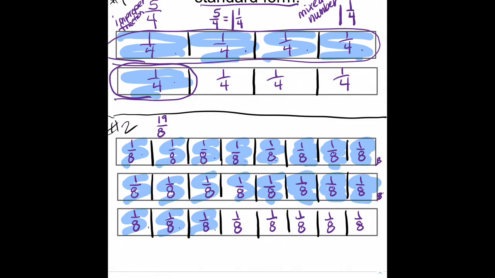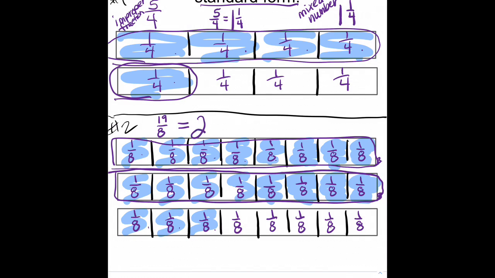Okay, so because I've already looked at this, I know I have two whole fraction bars. So I'm going to write my equal sign. I have two wholes plus 1, 2, 3 left over in the other fraction bar. So my improper fraction is 19/8 equals 2 3/8 for my mixed number.